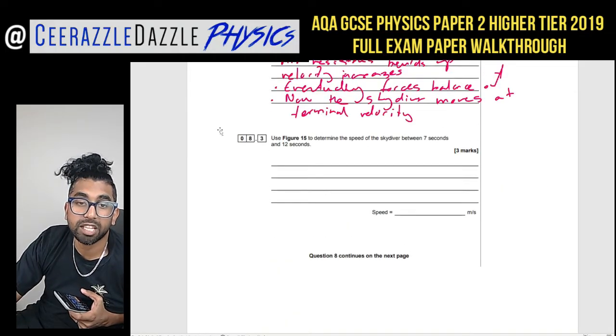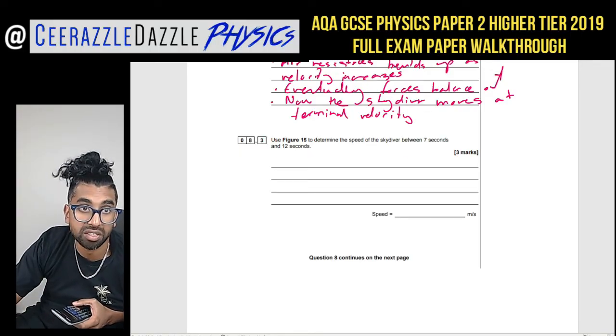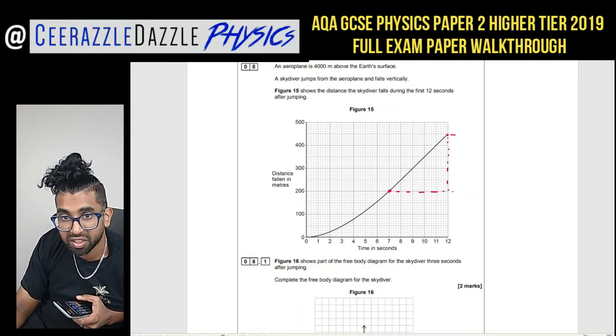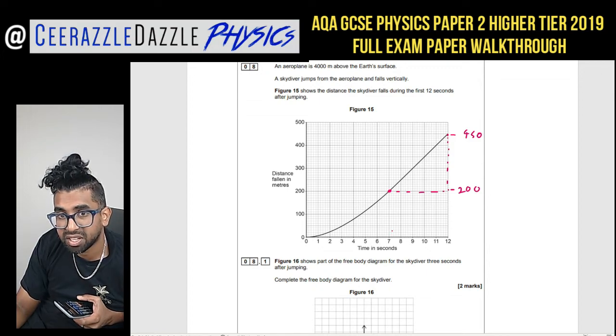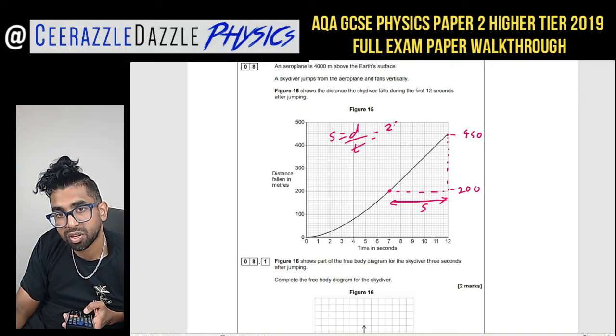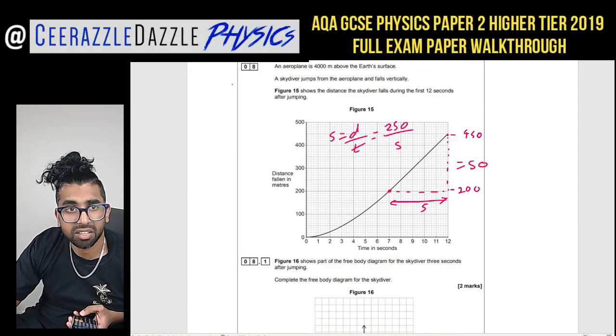Excellent stuff over here. Next one, 8.3. Use figure 15 to determine the speed of the skydiver between 7 and 12 seconds. To work out the speed, it's going to be the distance divided by time. So the change in distance, it's 200 there, and over here it's 450, divided by the time. So 12 minus 7, it's going to be 5. So speed is equal to distance divided by time. So it's 450 minus 250, divided by 5. We're getting the answer of 50, so 50 meters per second.